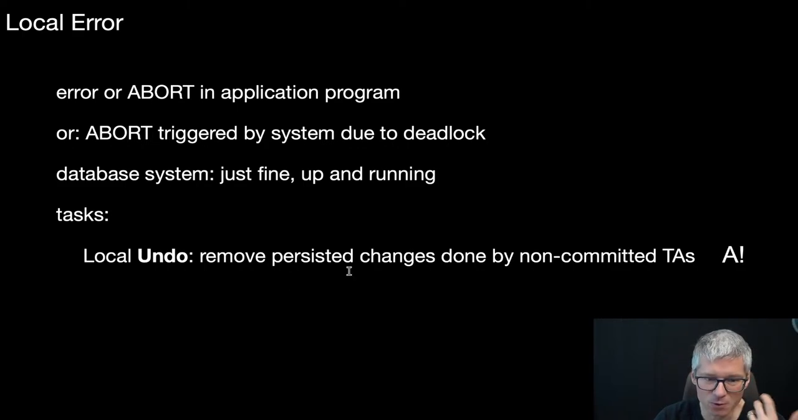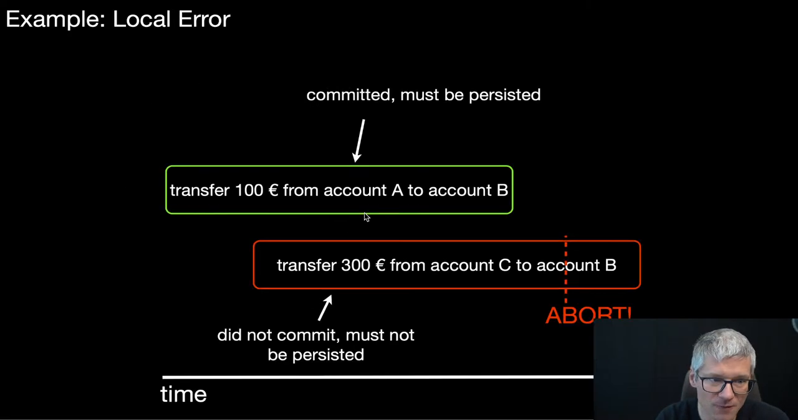So you remove the persisted changes done by non-committed transactions. A transaction that was in mid-flight, now for whatever reason, for an abort triggered by the user or by concurrency control, you must make sure that whatever changed must never end up in the database store.